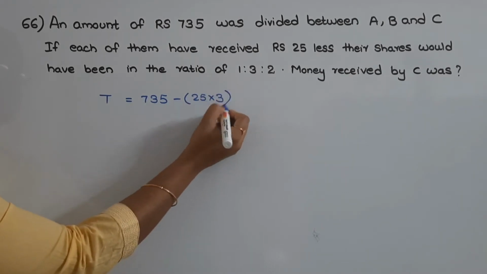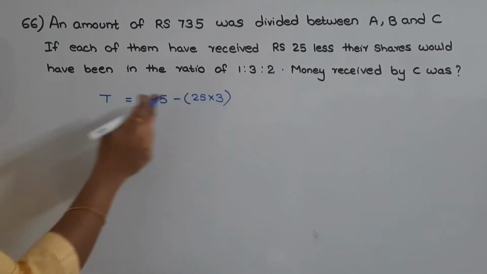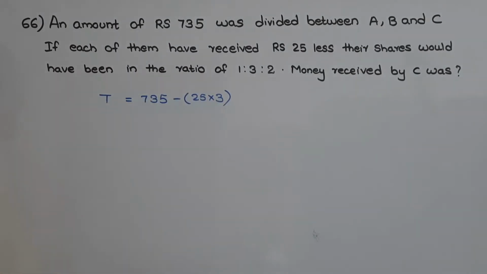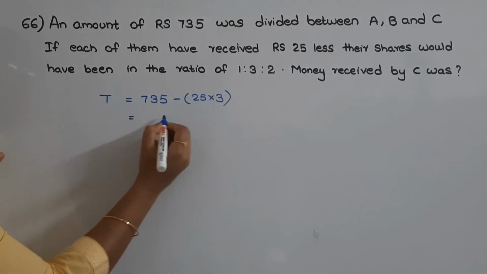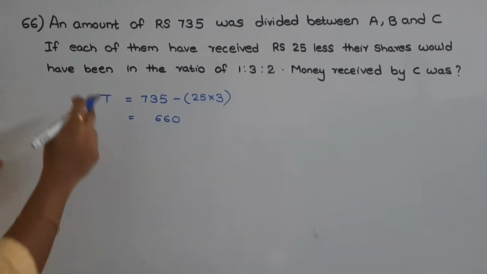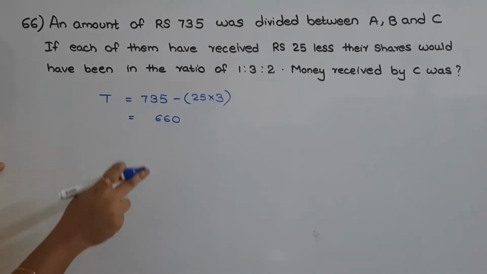Okay, if each of the 3 members has received 25 less, then the total share will be (735 minus 25) into 3. So this will be equal to 660 rupees. Now they have given the ratio of their shares when each of them has received 25 less.